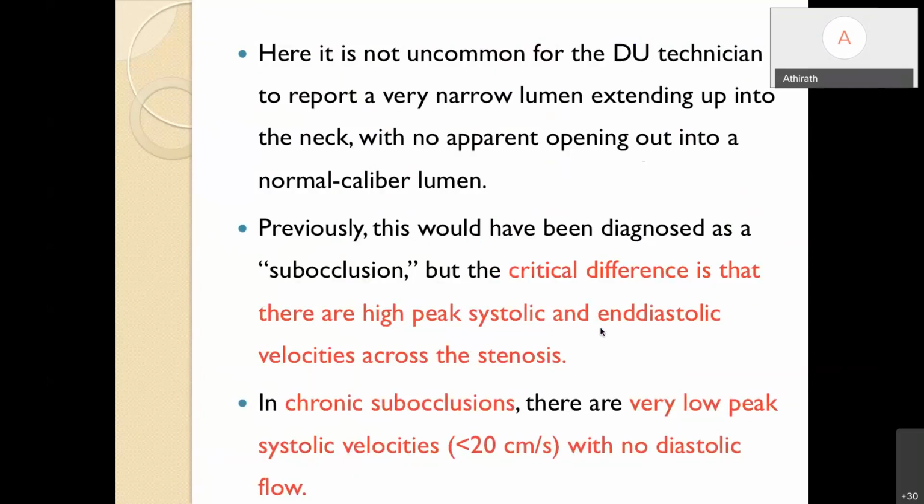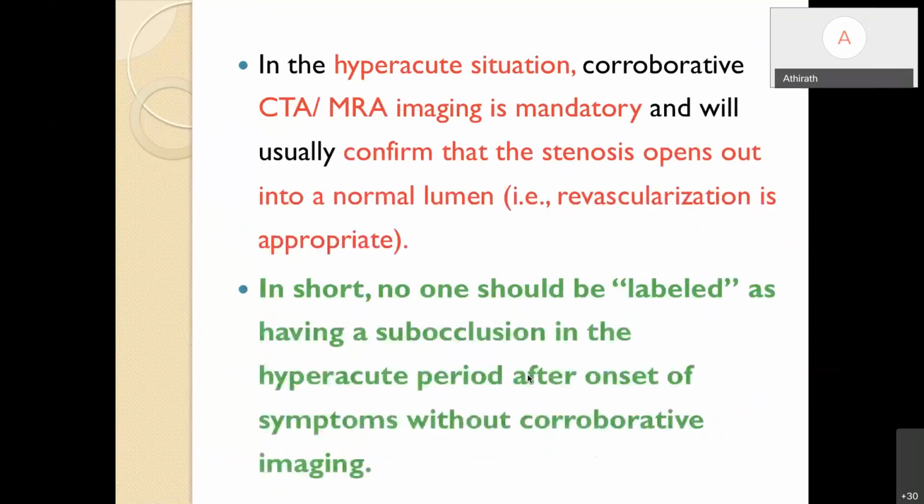The critical difference occurs in the hyperacute period. There will be high peak systolic and end diastolic velocities across the stenosis. Whereas in chronic subocclusions, there will be very low peak systolic velocity with no diastolic flow. Therefore, whenever there is any doubt in this hyperacute situation, you can confirm it by doing a CT or MRI, because this confirmation is mandatory, because as I told you, this type of subocclusion needs to be treated and revascularization is appropriate.